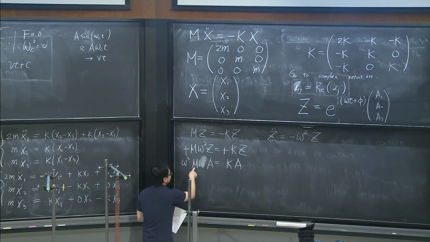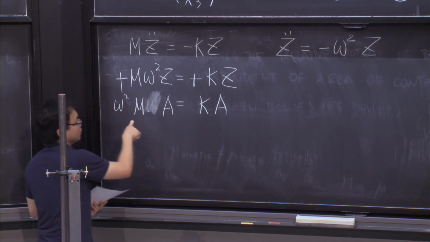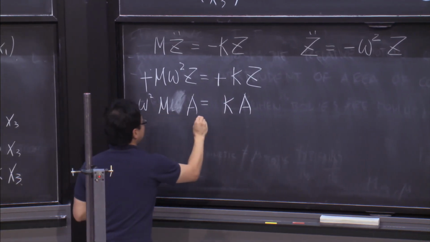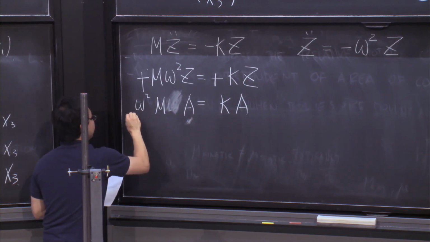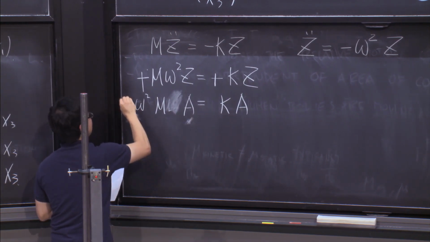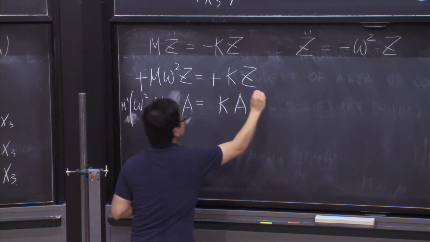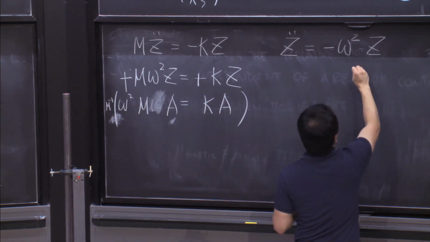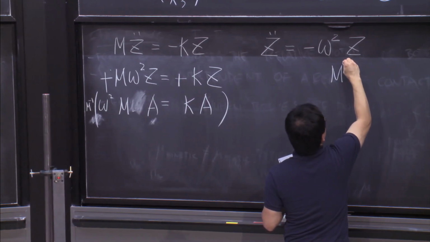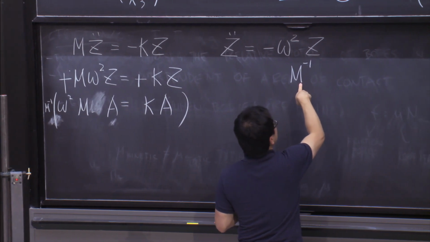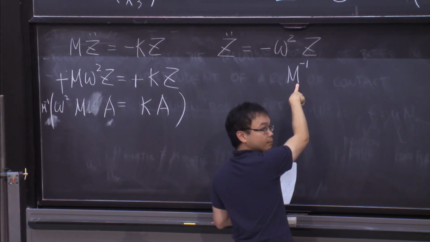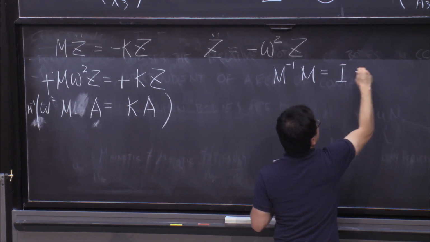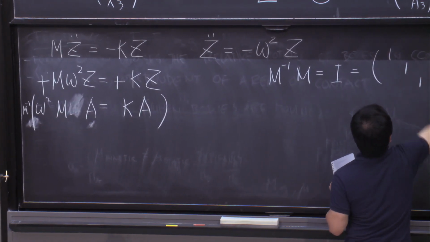Now I would like to move everything, all the matrix in front of A, to the right-hand side. Then I multiply both sides by M inverse. So I multiply M inverse to the whole equation. The definition of M inverse is that the inverse of M is called M minus 1. M minus 1 times M is equal to I, which is the identity matrix, 1, 1, 1.